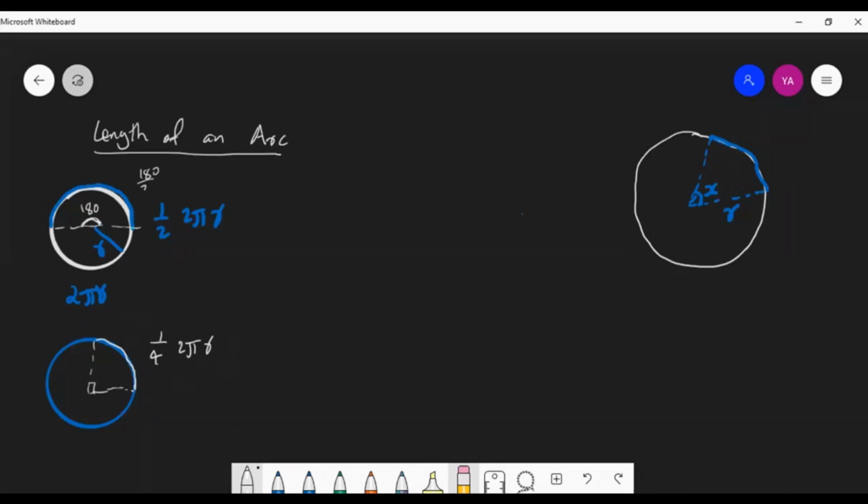180 out of 360. The total angle at the center is 360. So 180 out of 360, if you simplify, you will get 1 by 2. In the second picture, if you connect the endpoints of the arc with the center, you will get a 90-degree angle. So the angle is 90 out of 360. If you simplify this, you will get 1 by 4. That much of the perimeter of the circle. In the first picture, half of the perimeter of the full circle. In the second picture, 1 by 4 of the perimeter of the full circle.